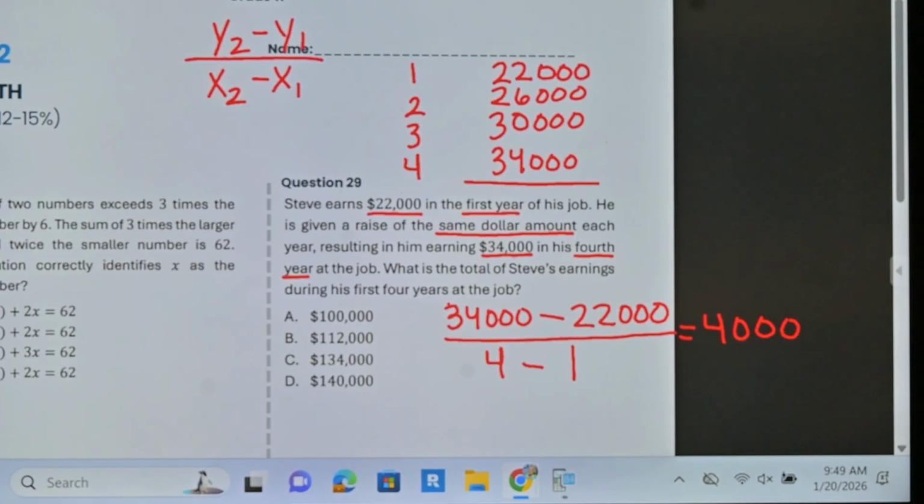Guys, if you're not actually physically using your calculator, you will not get better at it. You have to pick it up and use it every single time, okay?